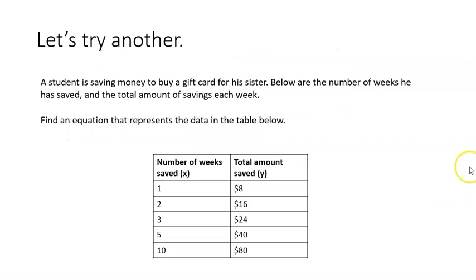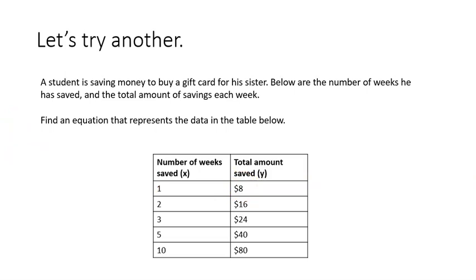All right, so let's go ahead and try another. A student is saving money to buy a gift card for his sister. Below are the number of weeks he has saved and the total amount of savings each week. And again, we have to find an equation that represents the data in the table below. We've got the X and the Y. What are we doing to the X to make it become Y? Well, let's take a look.